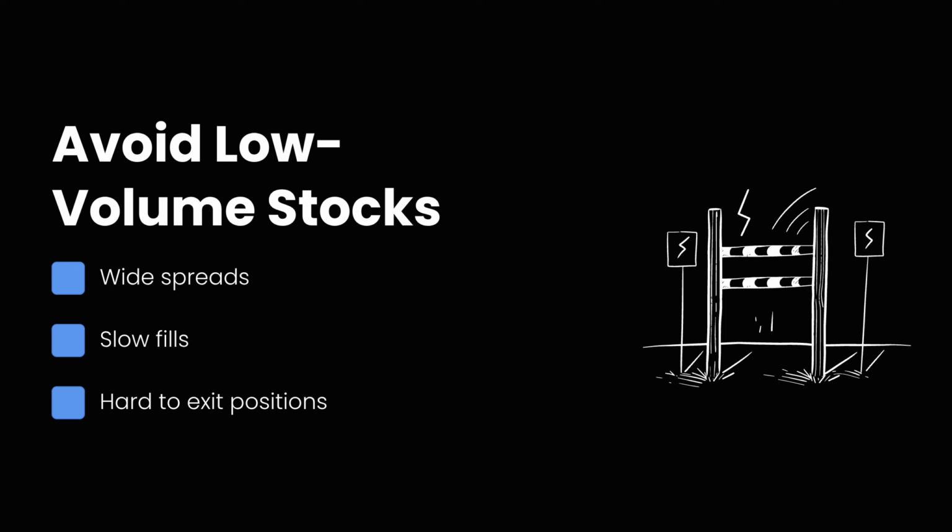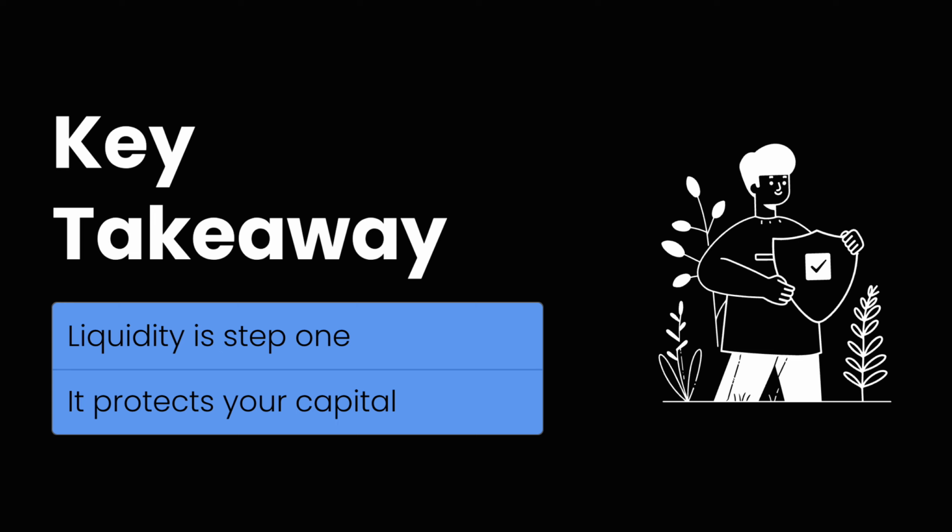Trading options on thinly traded tickers may look attractive because the contracts seem cheaper, but the moment you want to exit, you can find yourself stuck with wide spreads and no buyers. So your foundation is simple. Trade options on liquid, well-known underlyings, especially when you're still learning. Once the right stock is chosen, we move to what separates beginners from informed traders.